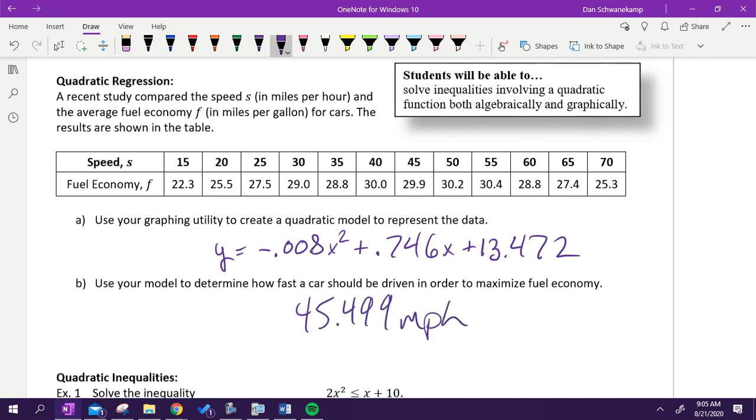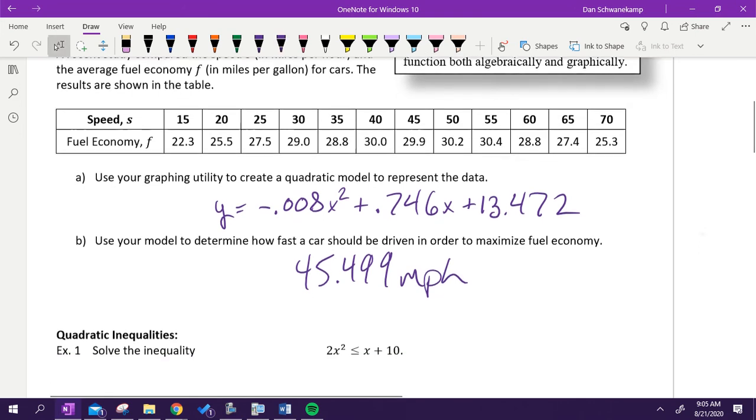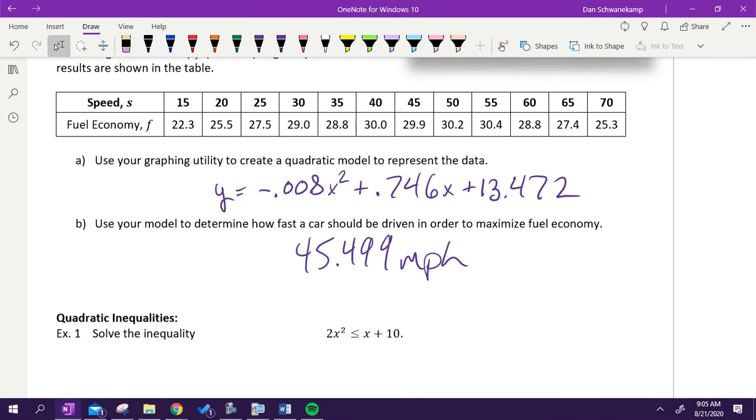So very similar to what we did before. The only difference was we used a quadratic regression. Because our data was quadratic, it made way more sense to do a quadratic regression than a linear. Questions on the first part?